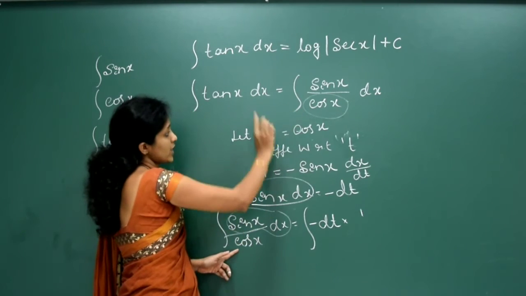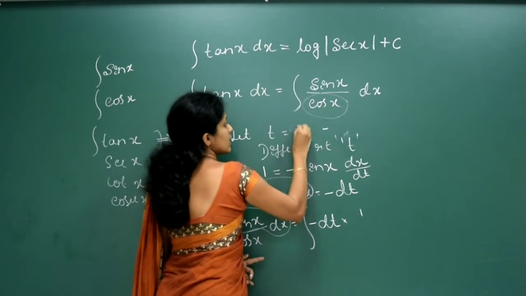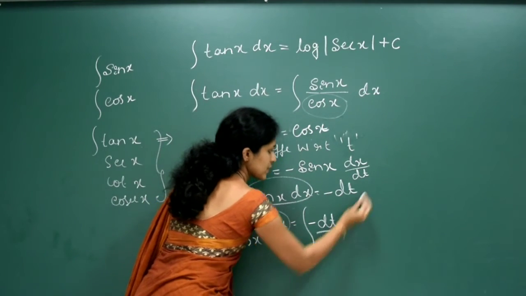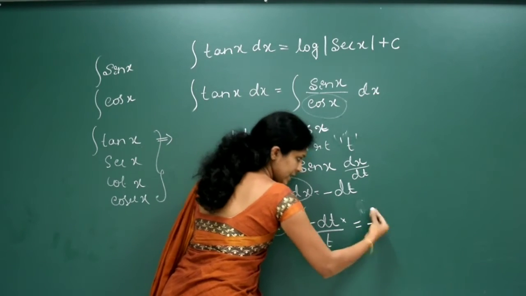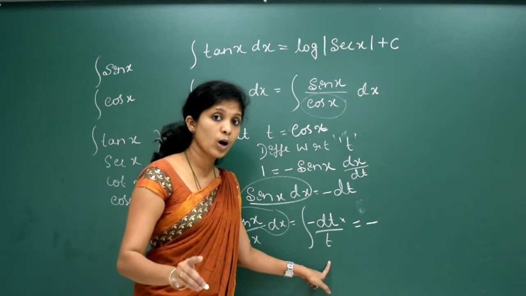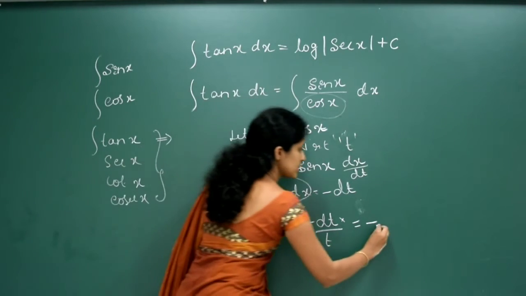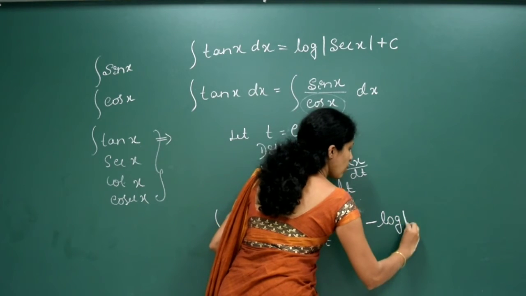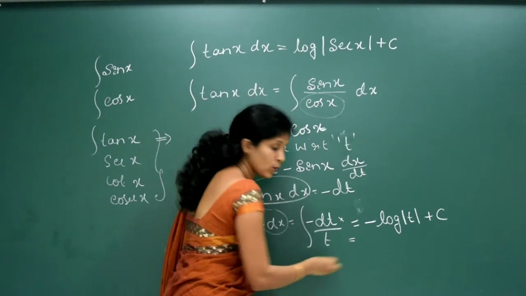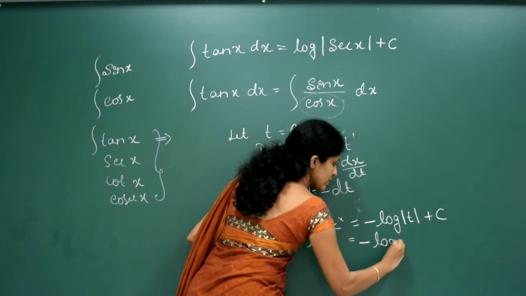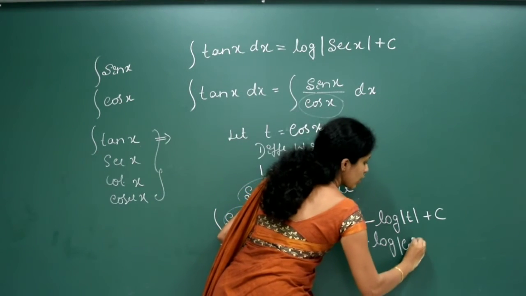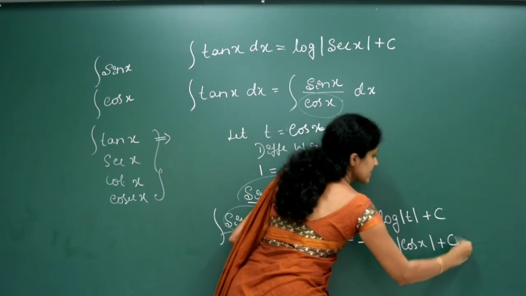We had given the substitution cos x is equal to t. So this is equal to 1 by t. So by using this we can write, minus integration of 1 by t will be equal to log of mod t plus c. I hope you remember the formula. So this is equal to minus log of, what is the value of t? t is equal to cos x. So minus log of cos x plus c.